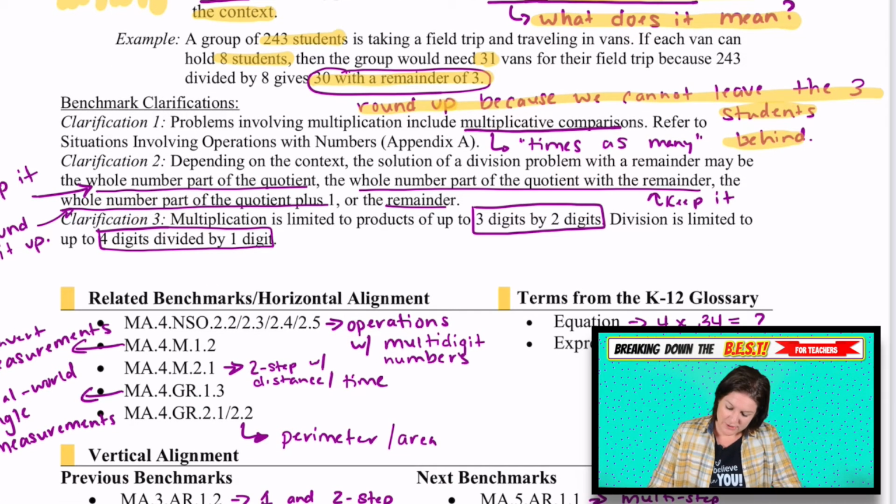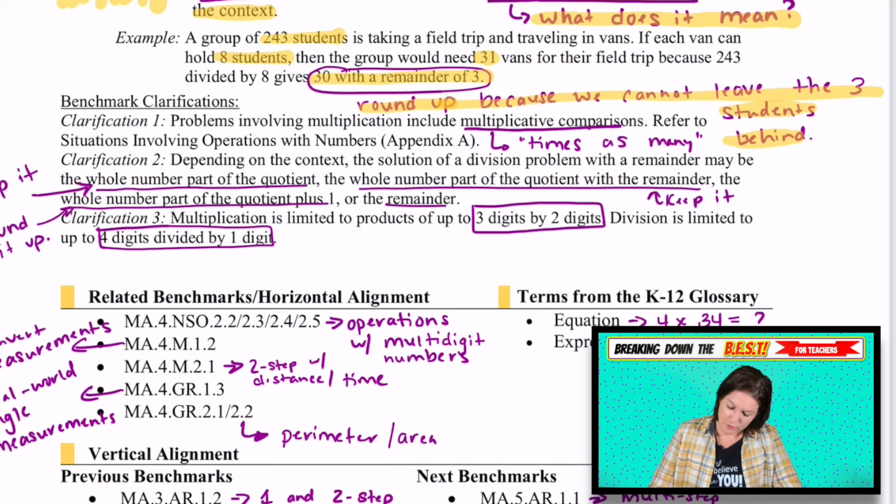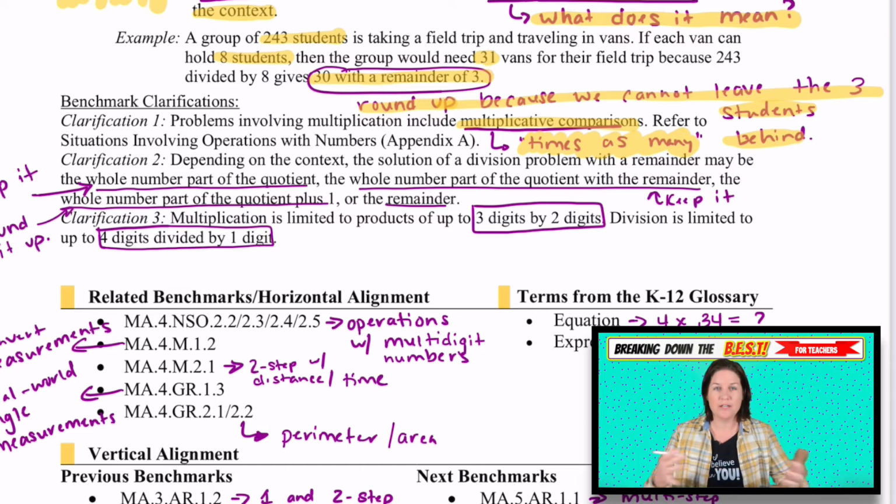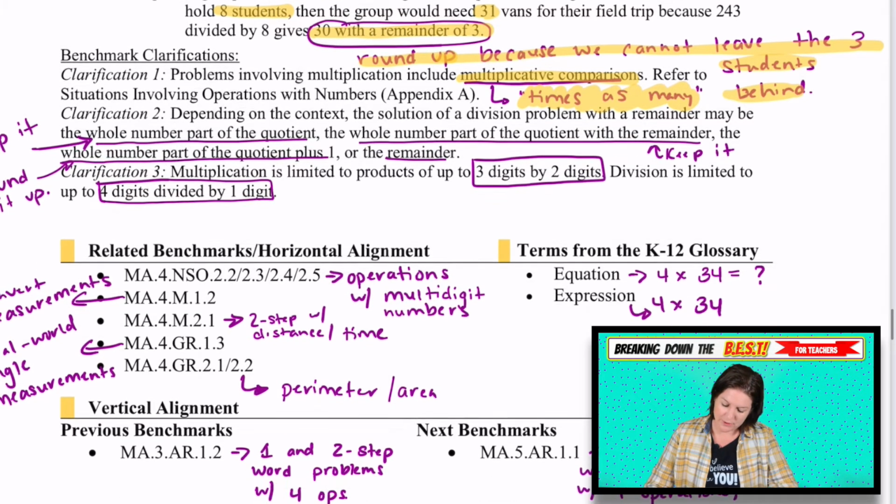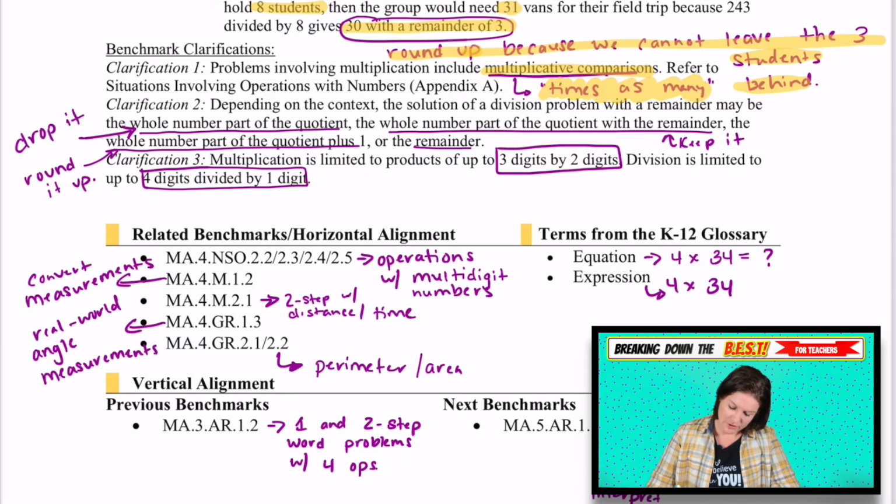Some clarifications. We need to make sure that we include multiplicative comparison questions. Those are questions that have the phrase like times as many when we're comparing 2 different values, using that phrase times as much or times as many. That's a multiplicative comparison. Clarification number 2 breaks down what might happen with the remainder, different kinds of scenarios.